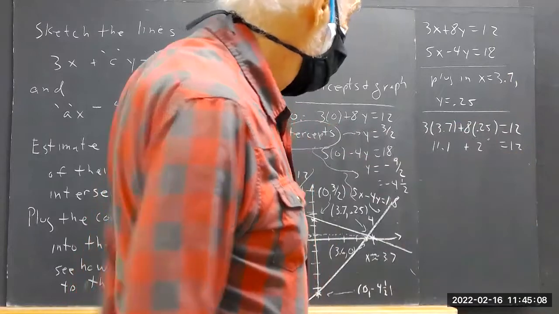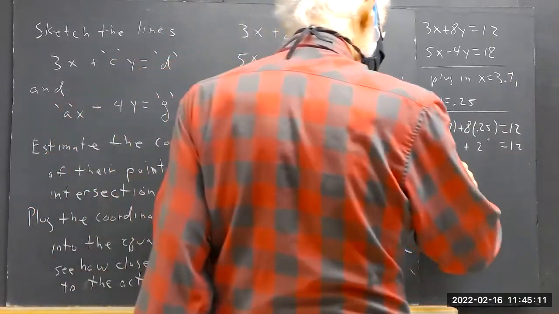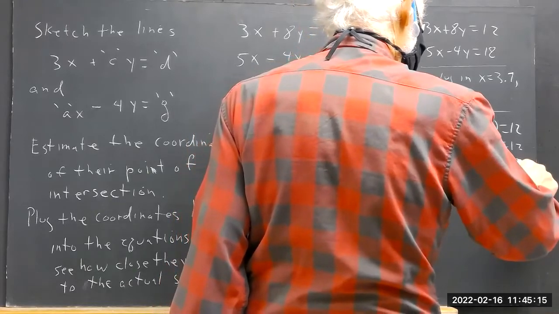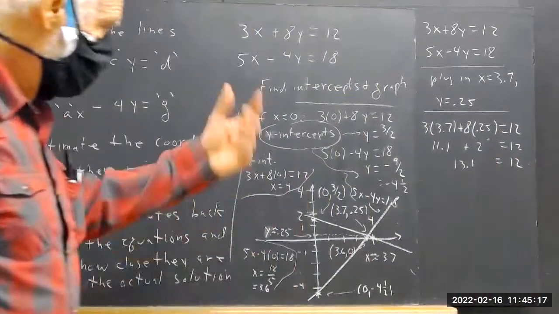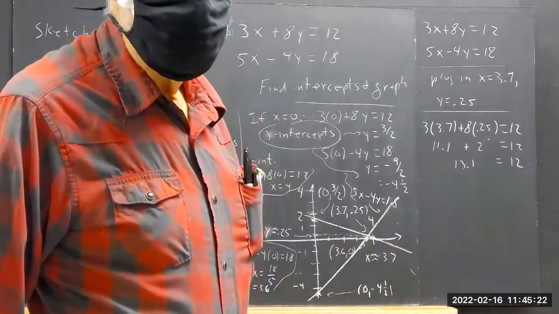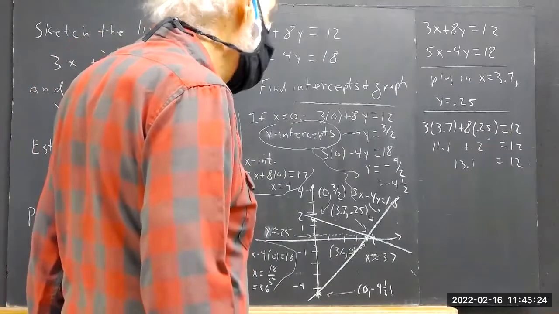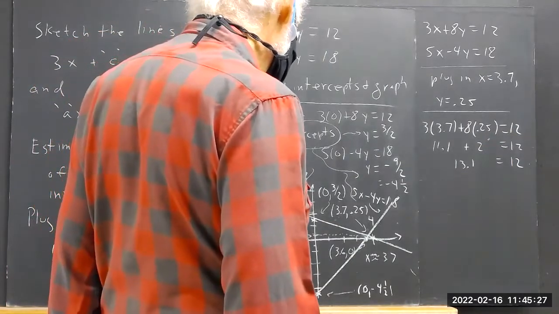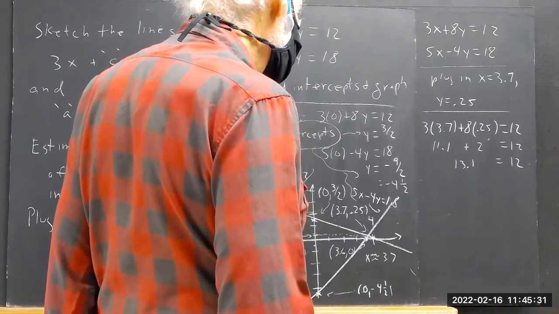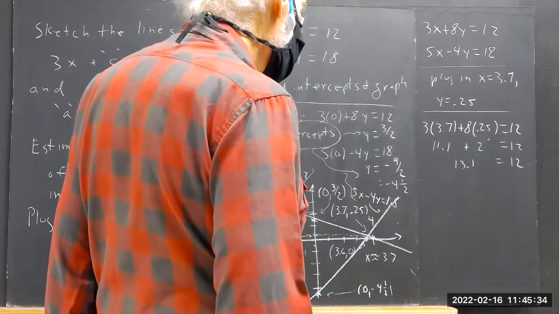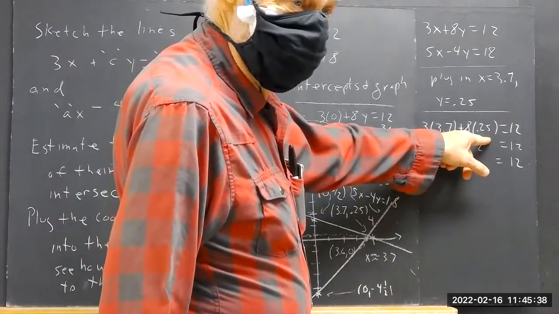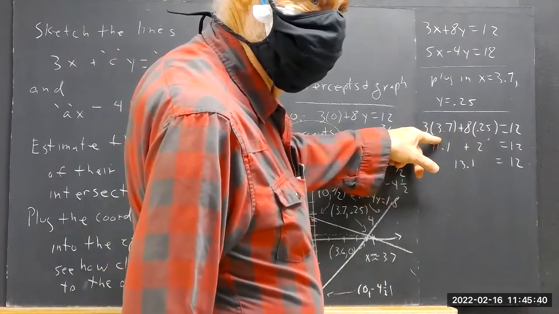Well, not quite. It's 13.1 equals 12. As carefully as I make that graph, I'm really disappointed it's not closer than that, but so be it. So I think the 0.25 is a little too much. And I think the 3.7 is a little too much.